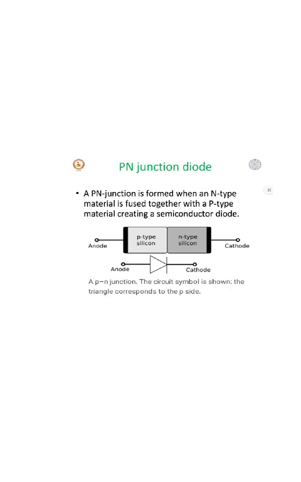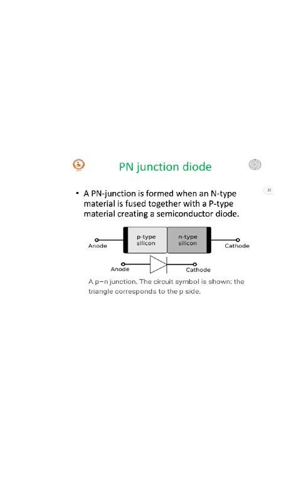PN junction diode. Diodes are two-terminal components made from a single piece of semiconductor material, which has a positive P region at one end and a negative N region at the other end, and which has a resistivity value somewhere between that of a conductor and an insulator. A PN junction is formed when N-type material is fused with P-type material, creating a semiconductor diode called a PN diode.